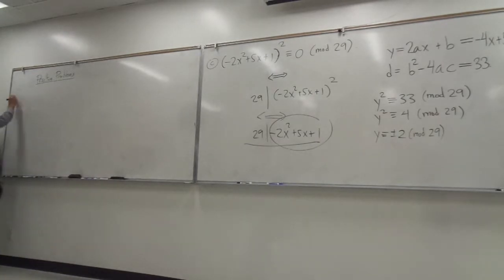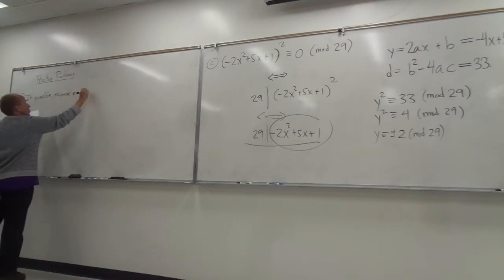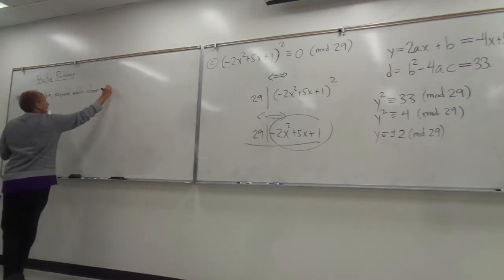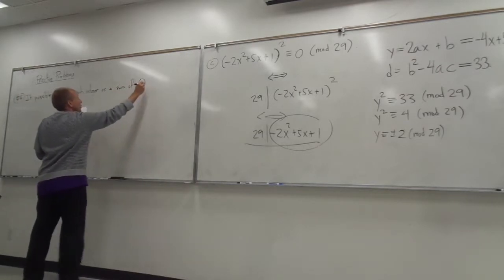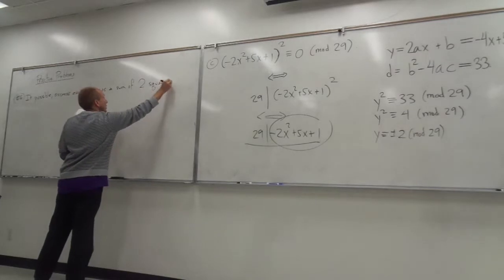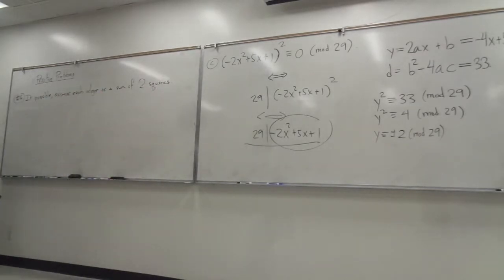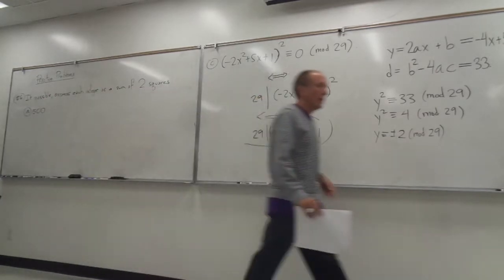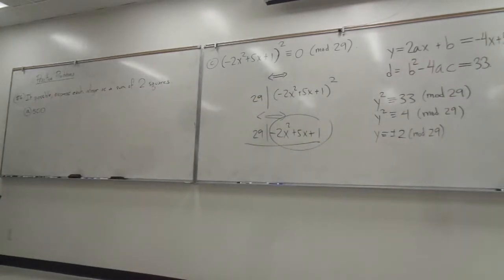Okay, so here's a more recent one, number 6. If possible, express each integer as a sum of 2 squares. Okay? So I'm going to give you sort of 3 parts on this. The first one is 500. Can you guys remind me, how do we approach this?